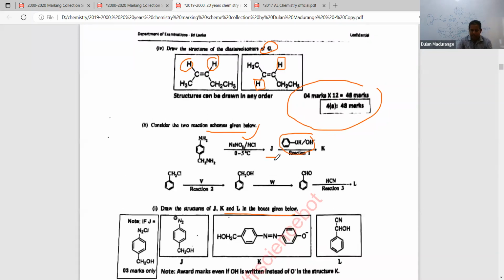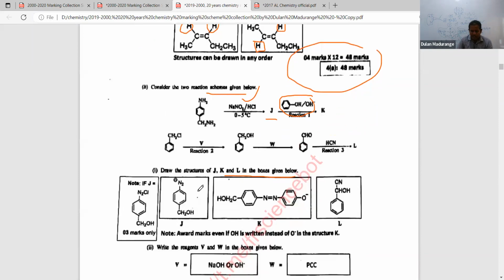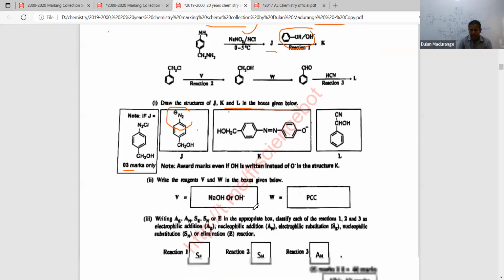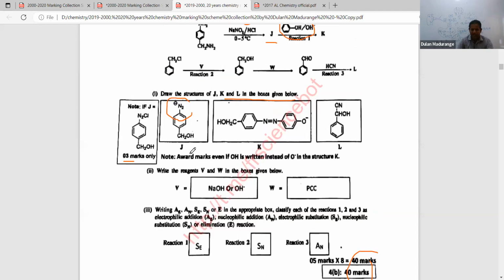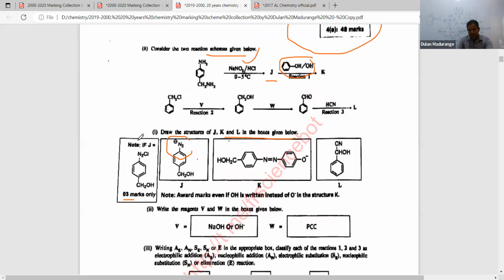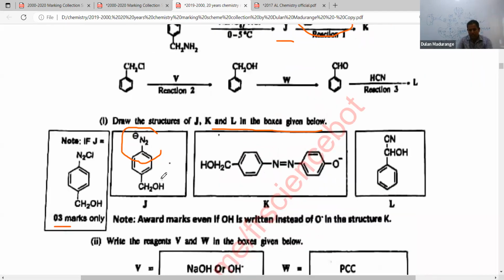So for this J, they have given the answer as N2+. Next, the Cl minus mention was missing, so they give only 3 marks; don't give 4 marks or 5 marks. Right? So why can't you mention diazonium chloride here, in the presence of this CH2OH? Because if there's Cl minus available, right?